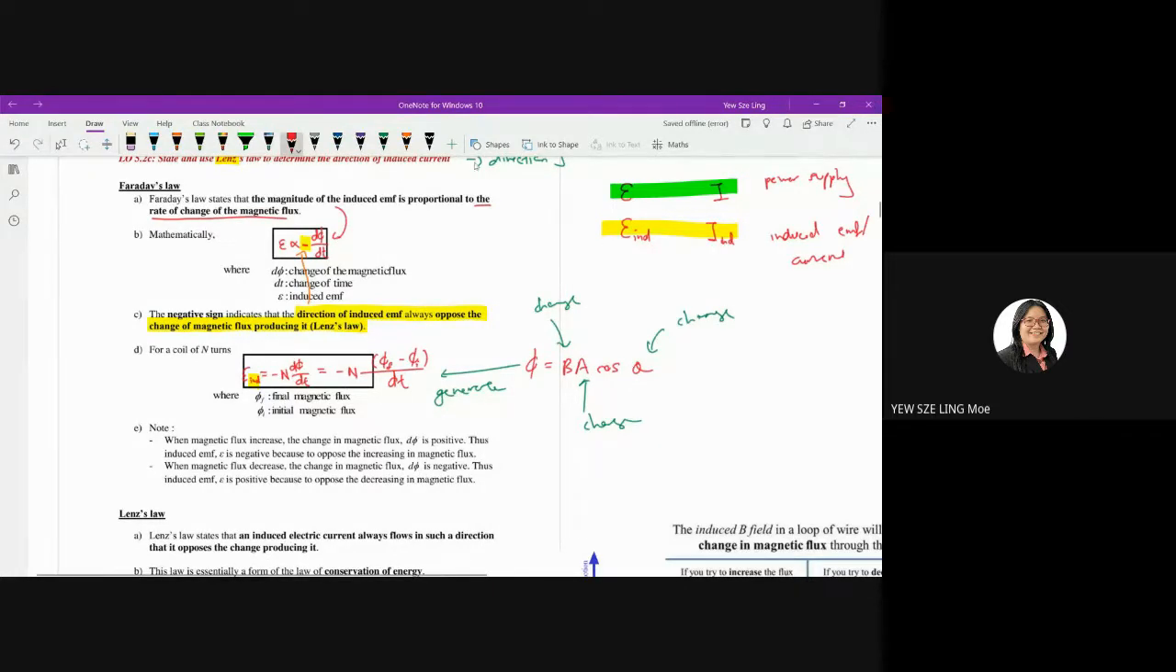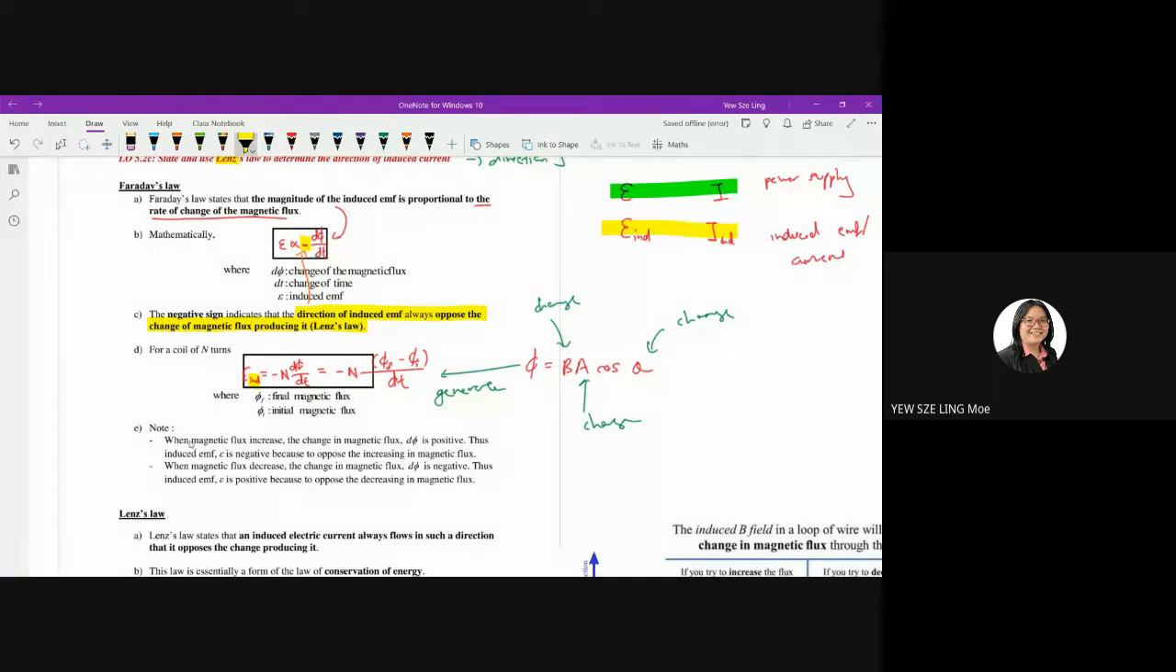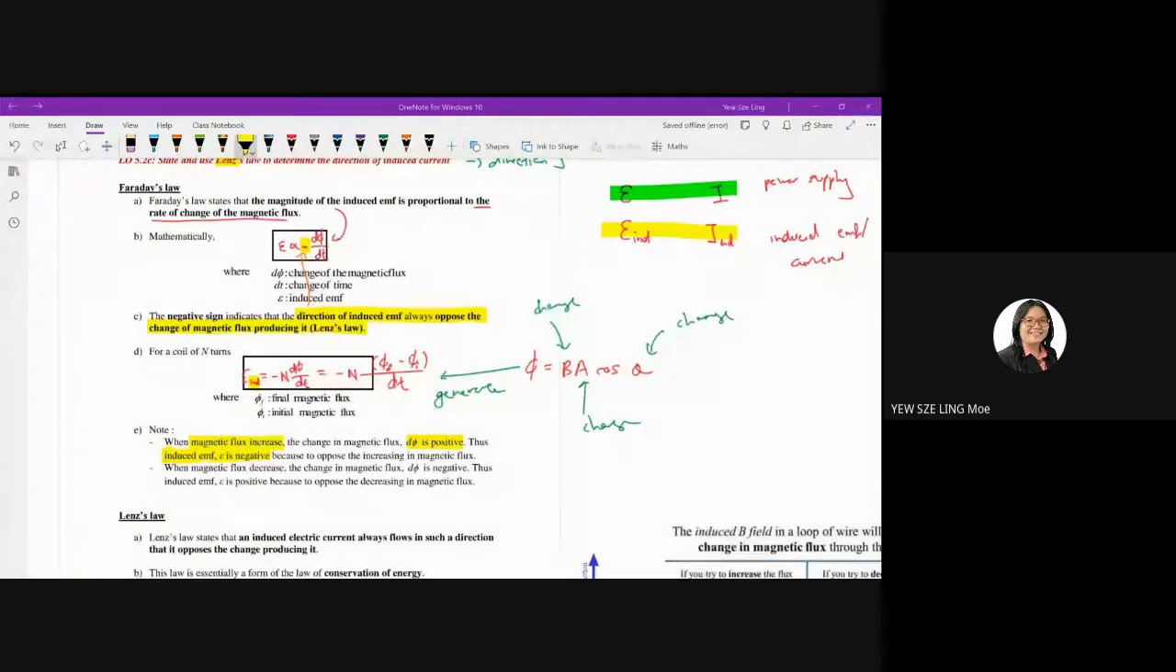So note that bullet point E is important. Kalau kamu tengok E, when a magnetic flux increases, the change in magnetic flux is positive. So flux increases, d phi is positive. Thus, induced EMF is negative. This one you need to know, because sometimes questions won't tell you whether it is positive or negative. You yourself need to know whether the induced EMF given is a positive value or a negative value.